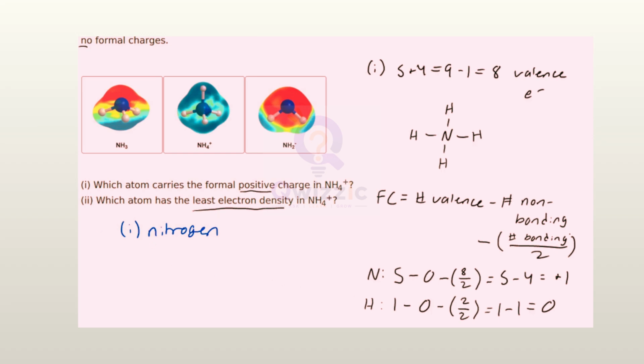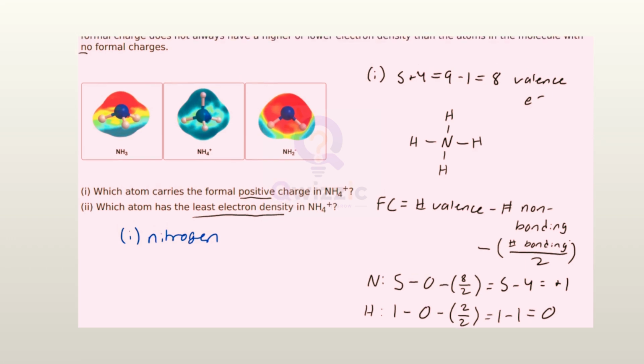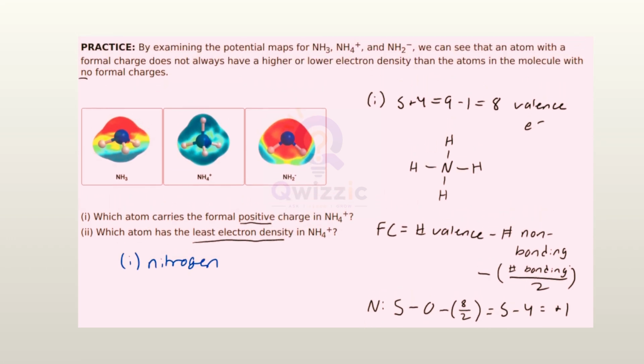Now for part 2, it's asking us which atom has the least electron density in NH₄+. And we can look at that by noticing the colors of our electrostatic potential maps, right? So recall that in an electrostatic potential map, dark blue areas correspond to areas with more positive electrostatic potential, which means that we have less electron density, right? So if we look at the potential map for NH₄+ in the center here, our dark blue areas are actually concentrated around our hydrogens, not our nitrogen in the center.